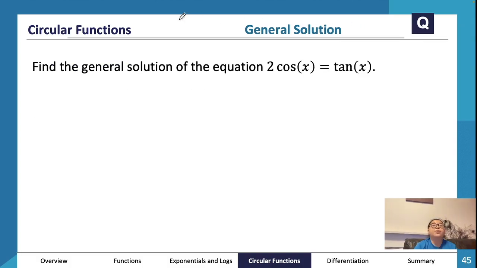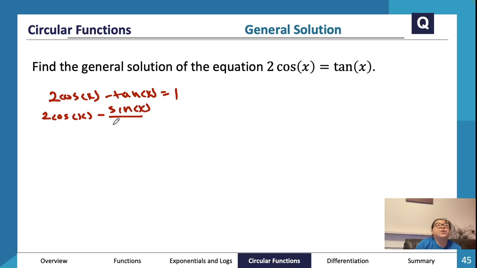Okay, cool. So it's asking us to find the general solution of cos x equals tan x. Alrighty, so 2 cos x minus tan x, and why I'm taking it to the other side first is I want to avoid any instance of me just randomly removing solutions. That equals 1. All right. So the first thing I'm going to do is rewrite this tan x as sine x over cos x, and that's going to equal 1.